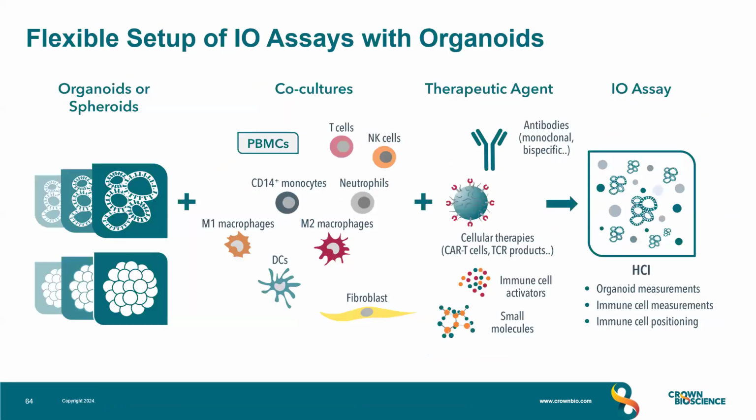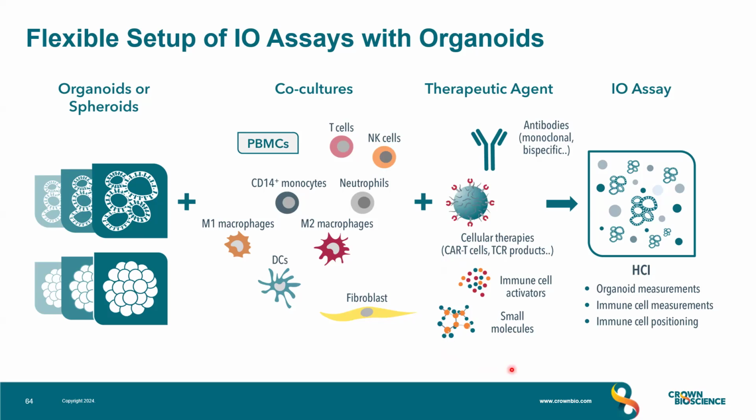So there is a lot of flexibility with Immuno-Oncology 3D co-culture assays. And this is just kind of depicted here to show the differences with some of the organoid setup. So both organoid and spheroids can be used with different immune cells. And this can be used for different types of therapeutic agents. And these are co-cultured to evaluate the response to immune checkpoint inhibitors. You've got cellular therapies, immune cell activators.